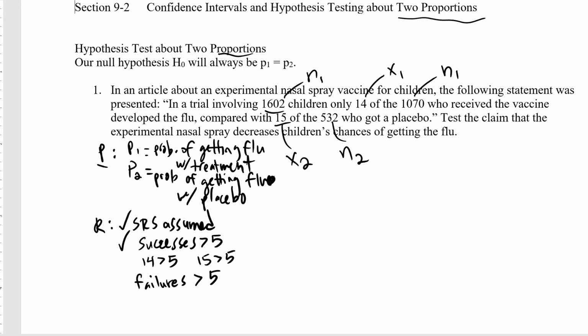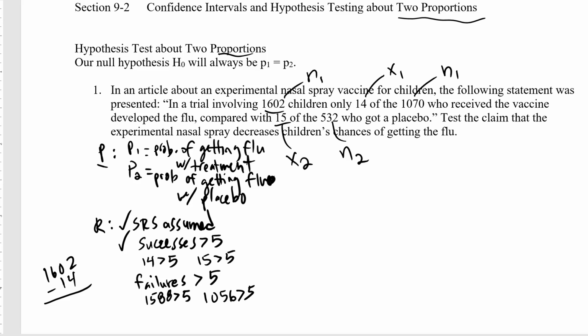So that's the 1602 minus 14. So what is that, 1588? Which is greater than 5. And 1070 minus 14, so how about 56? Which is greater than 5. So those are our requirements.